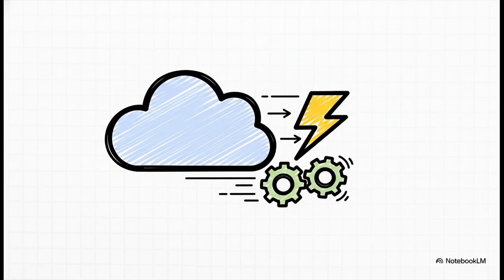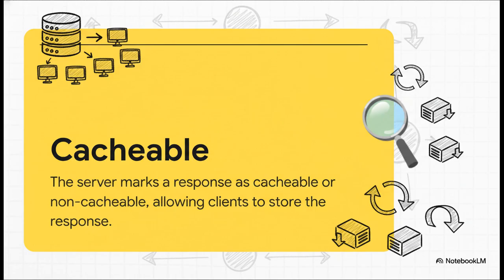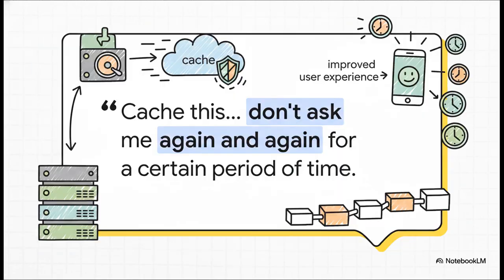So, things need to be fast, right? That brings us to our third constraint, being cacheable. This just means the client can save an answer so it doesn't have to keep asking. It's a win-win. Less work for the server and a much faster experience for the user.